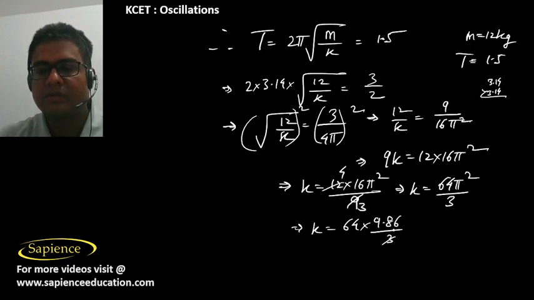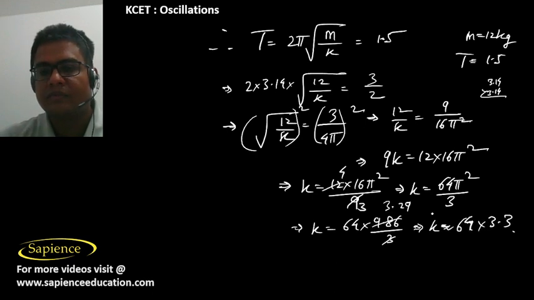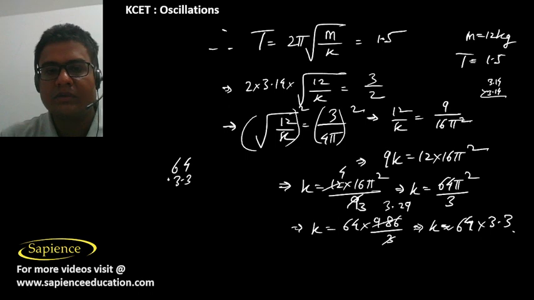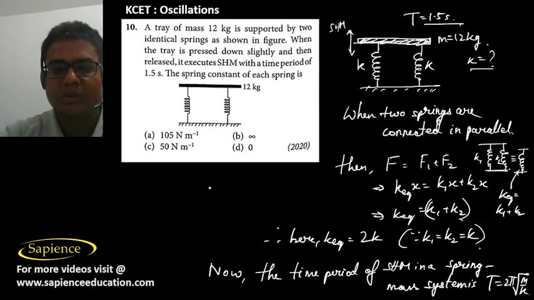9.86 divided by 3. So 3 3s are 9, 3 2s are 6, 3 9s are 27, approximately 3.29. So k is approximately 64 into 3.3. So 64 into 3.3, if I do, will be approximately 211.2.